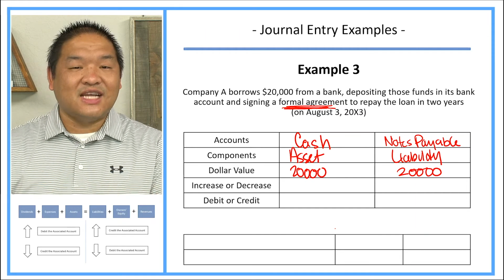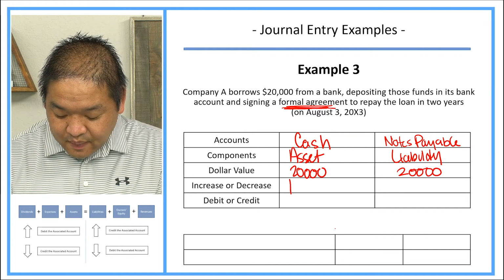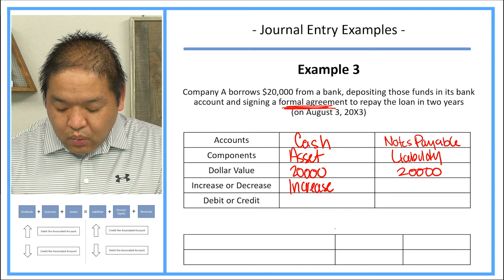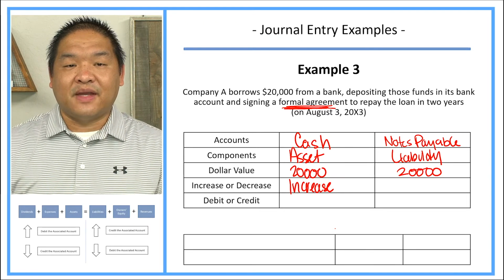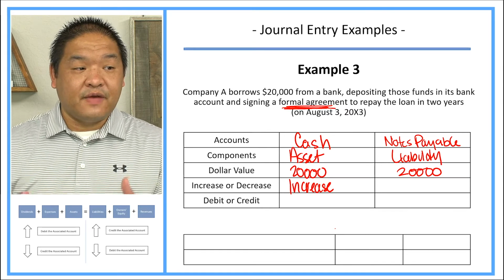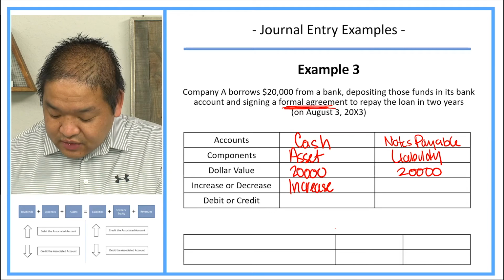And the question is, did cash increase or decrease? In this case, it increased, so increase. What about our liabilities? Did our liabilities increase or decrease because of this economic event? Well, in this case here, we have got more liabilities, so the liabilities must have increased. So increase here.